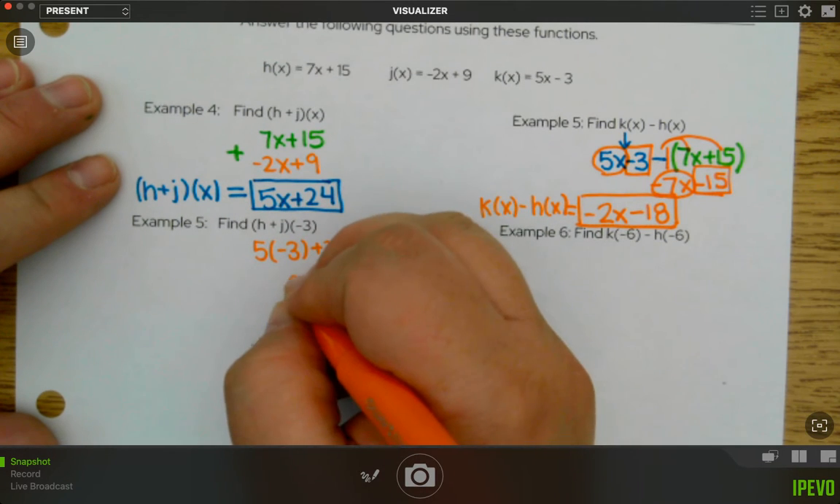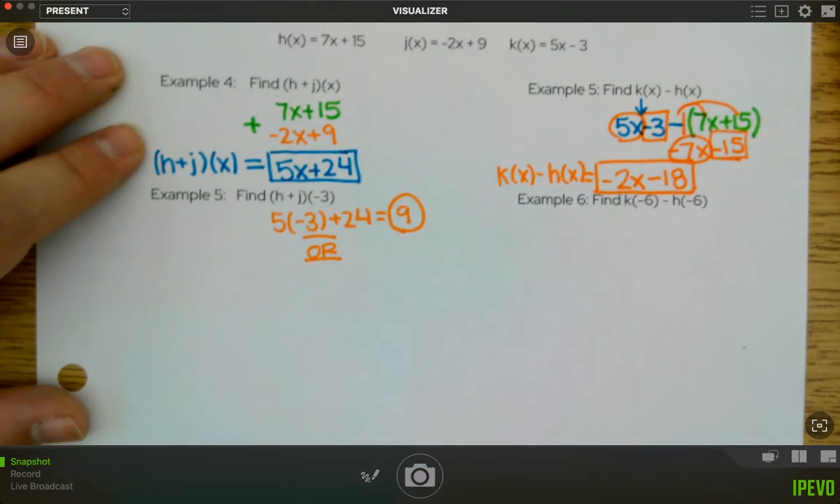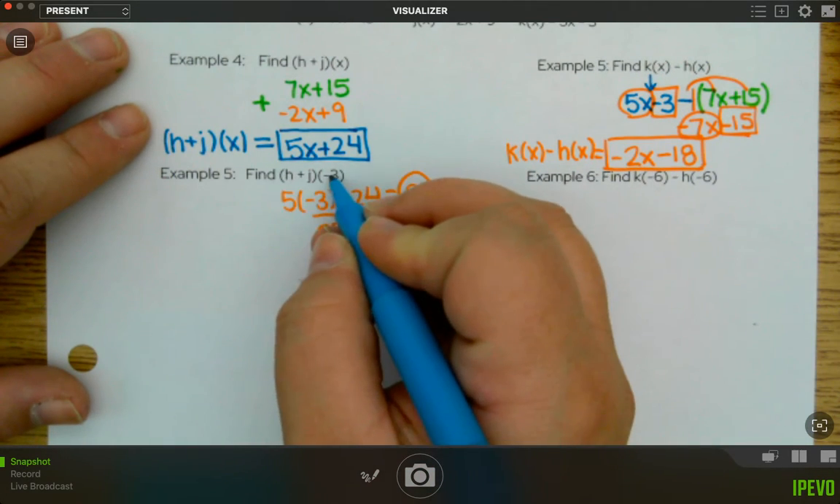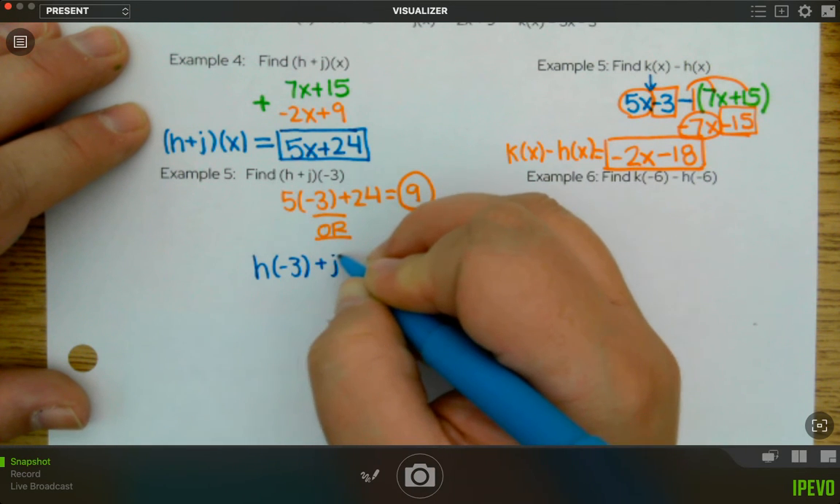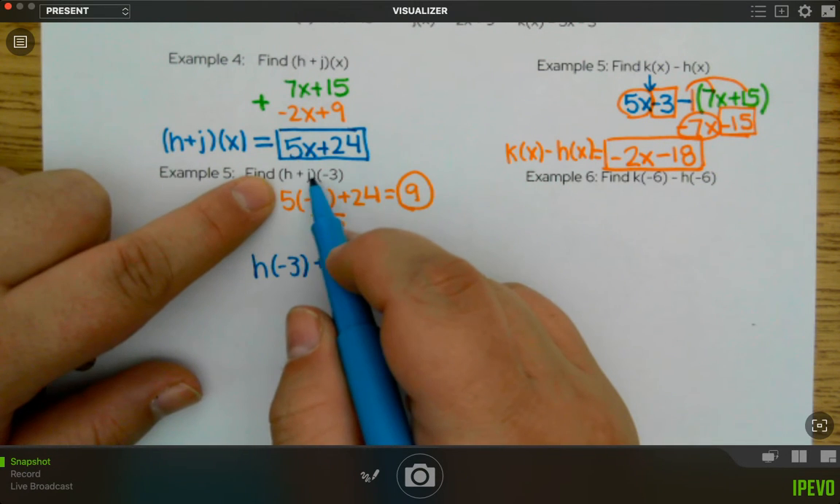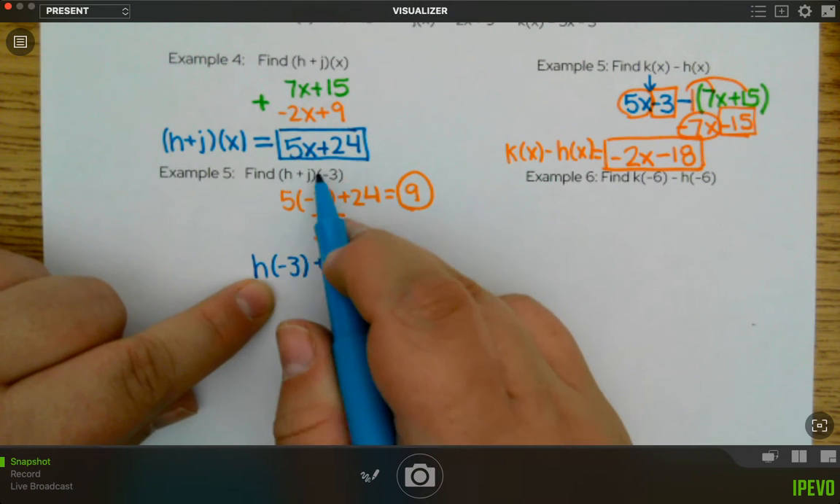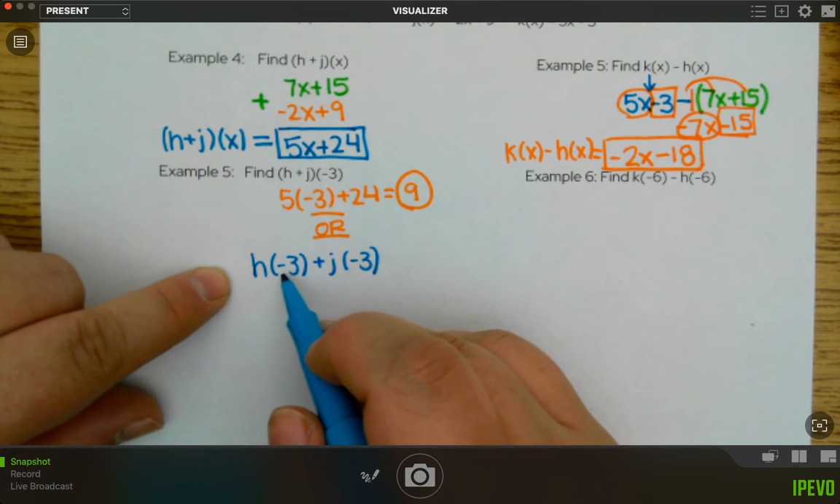Or, and I'm going to show you a second way of doing this that might make more sense to you. You can find h of -3 plus j of -3. So it doesn't matter if you have it together like this or as two separate things. These are the same thing, guys. So then I could go find h of -3.